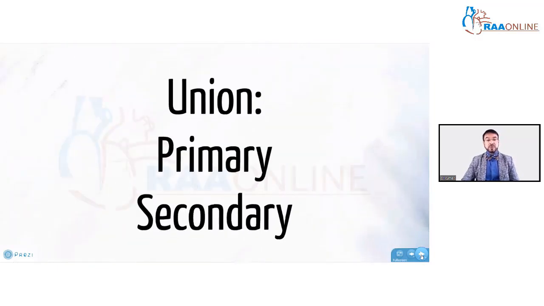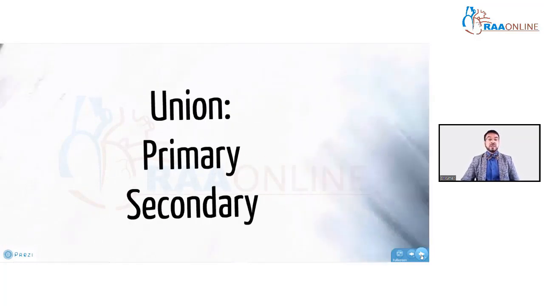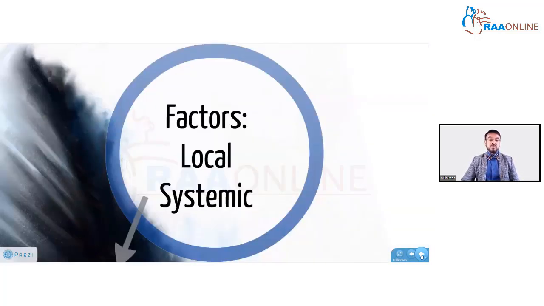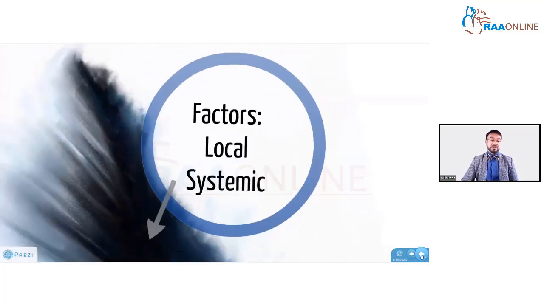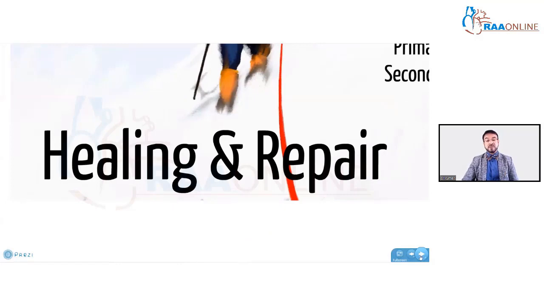And now we are going to continue with what is primary union and what is secondary union. And then we would conclude with talking about local and systemic factors that affect inflammation, that affect healing. Okay, with this, we continue with the session.